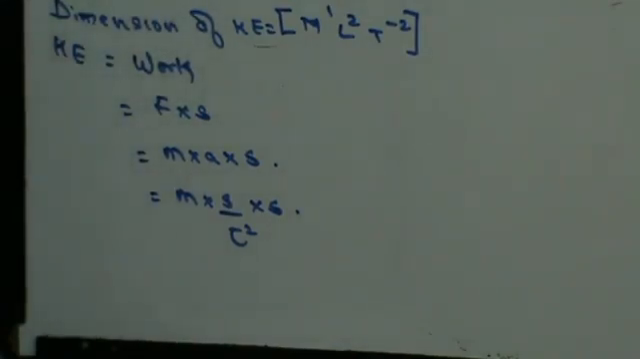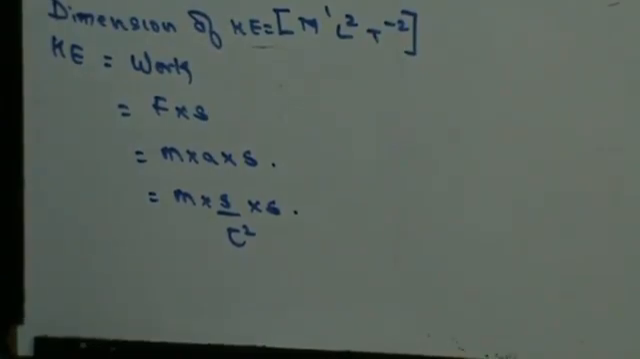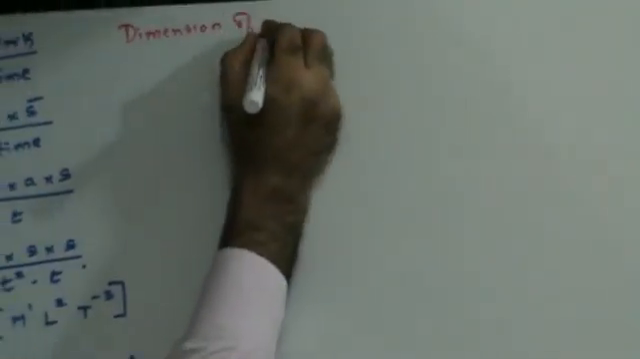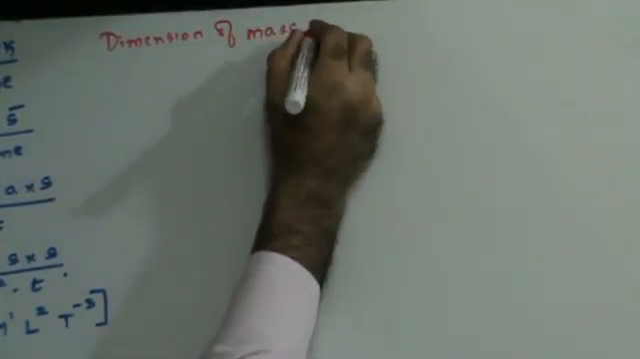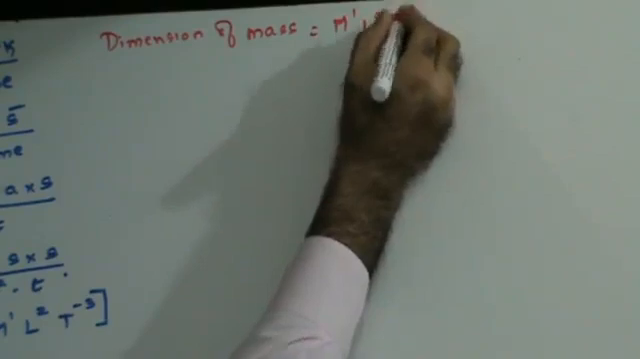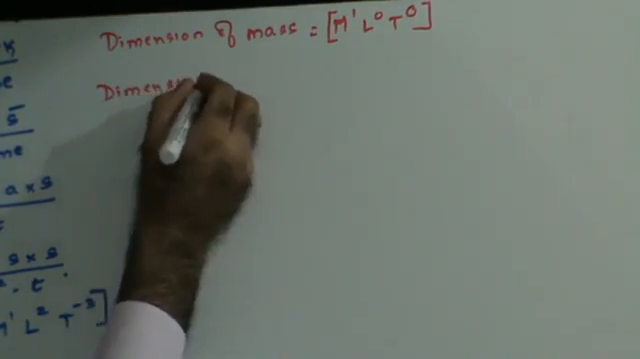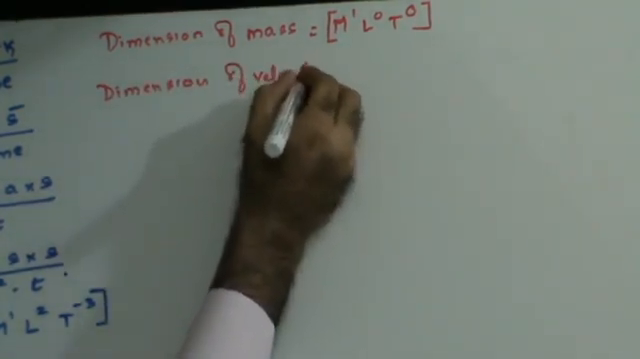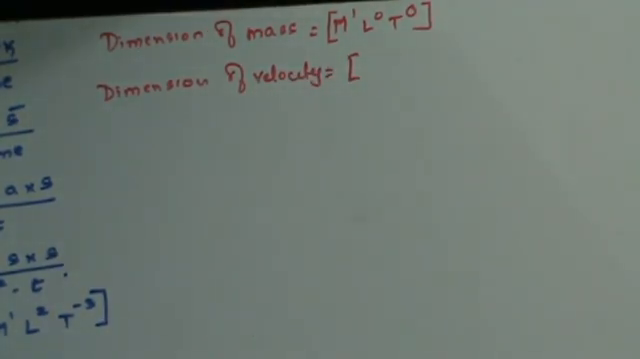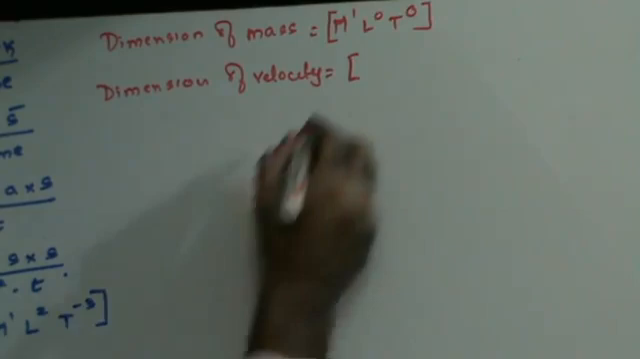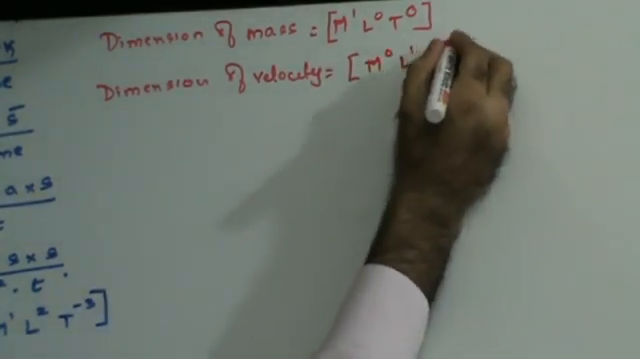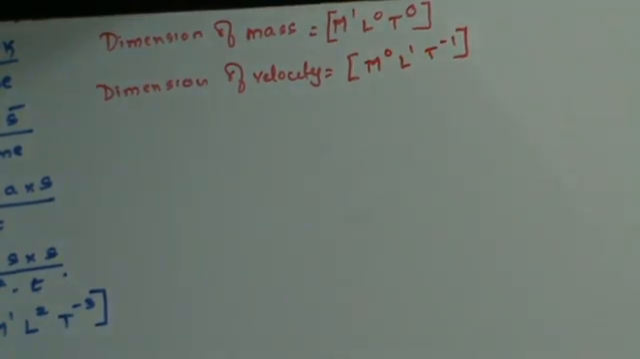Then, I can also say that dimensions of mass will be m1 L0 T0, and dimensions of velocity, velocity is nothing but displacement upon time, so it will be m0 L1 T minus 1. Right? Now, if the equation is correct, then dimensionally it should be equal.